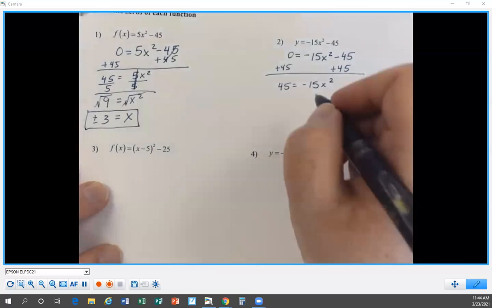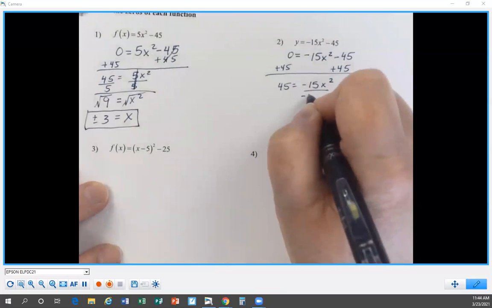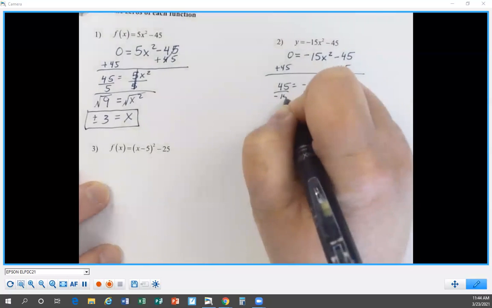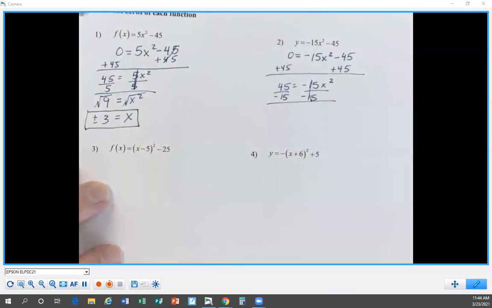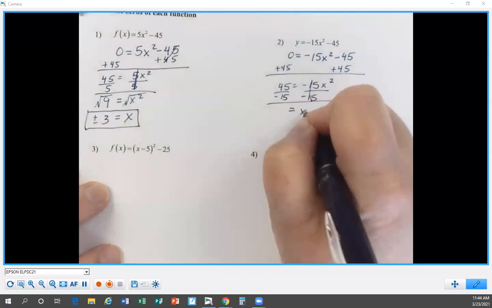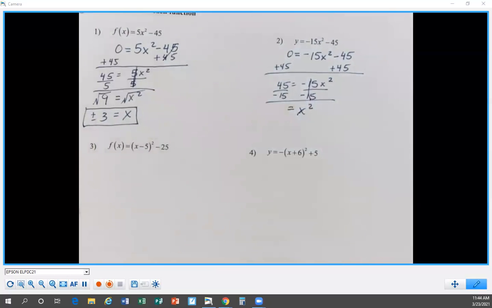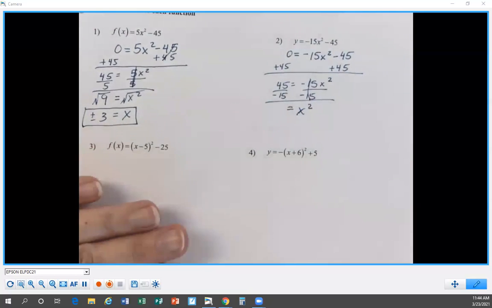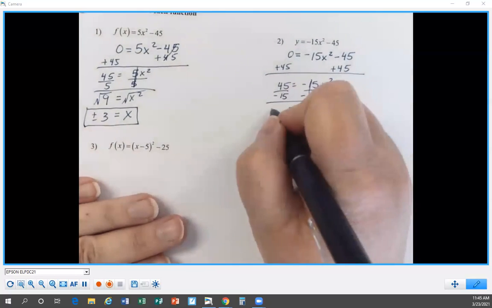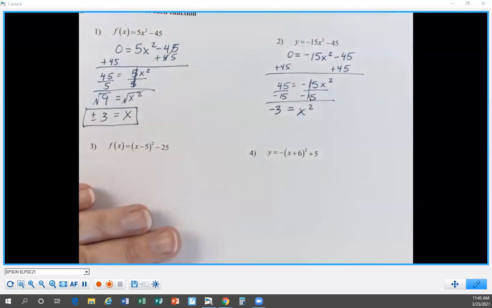Then we divide each side by negative 15. Negative 15 divided by negative 15 is 1. So I have 1x squared, which I can just write as x squared. Then I have a positive 45 divided by a negative 15, which is negative 3.